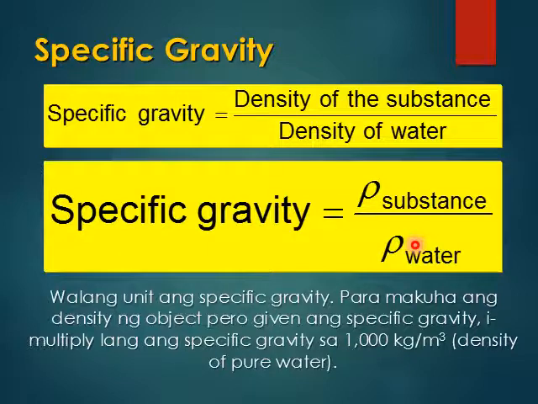So, para makuha ang density ng object, pero given ang specific gravity, madali lang. Ang gagawin lang natin, i-multiply lang ang specific gravity sa 1,000 kilograms per cubic meter, which is the density of pure water. Remember, ang pinagbabasihan dito ay pure water, hindi salt water.